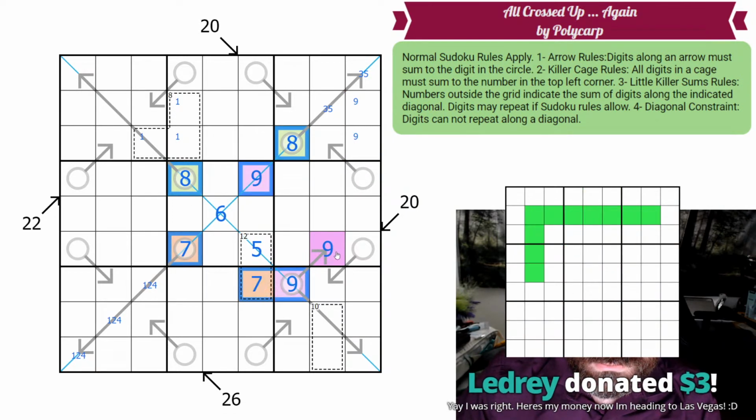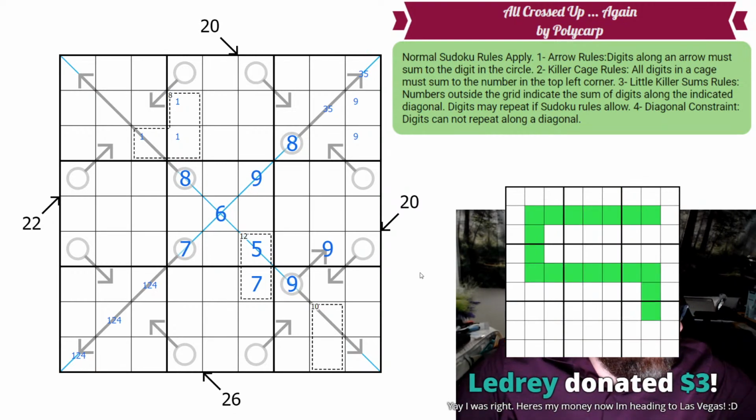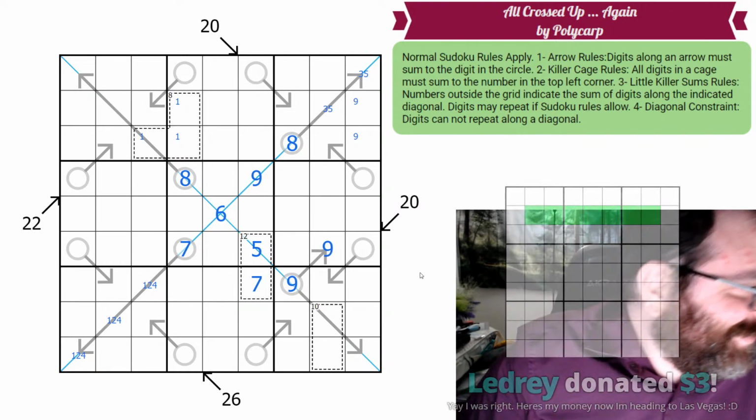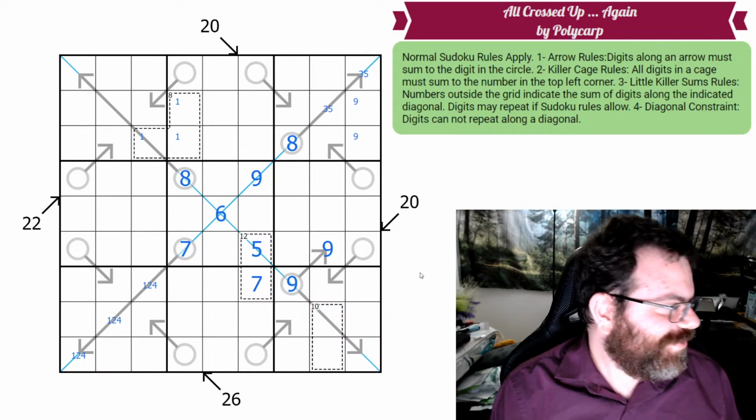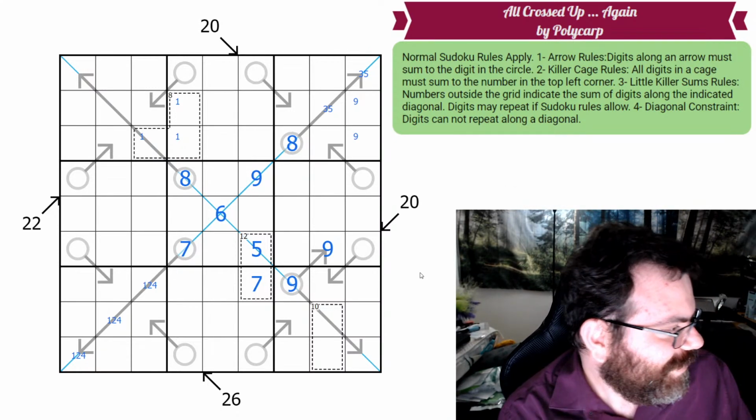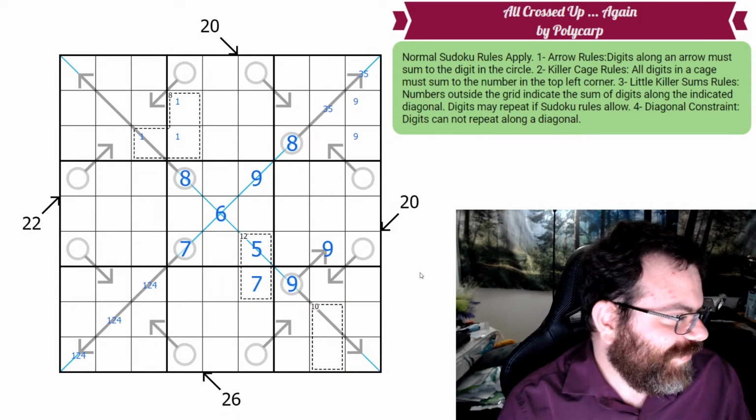I was right. Here's my money now. I'm heading to Las Vegas. D. Thanks again for the $3, Ledry. You sent it too soon. Oh no.